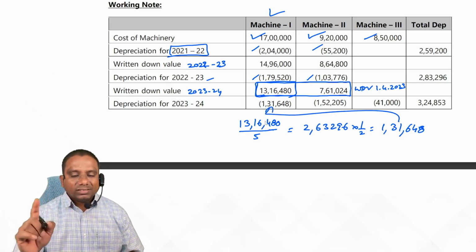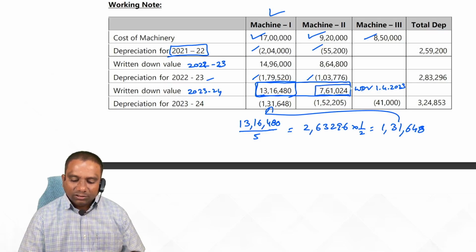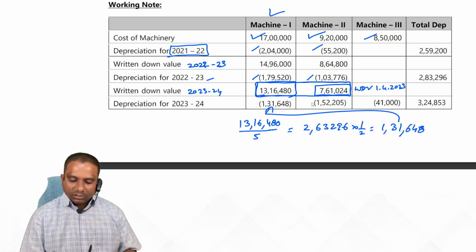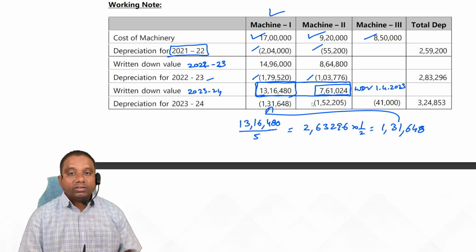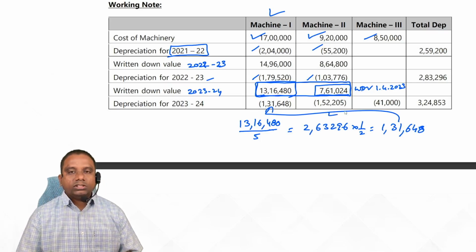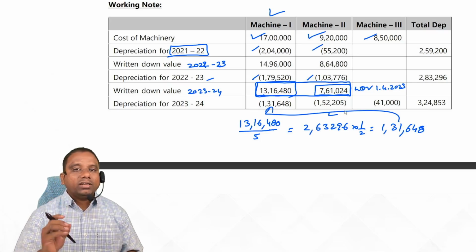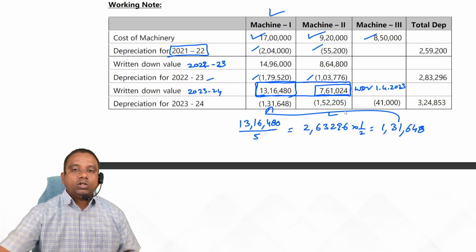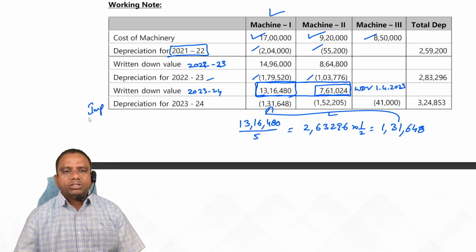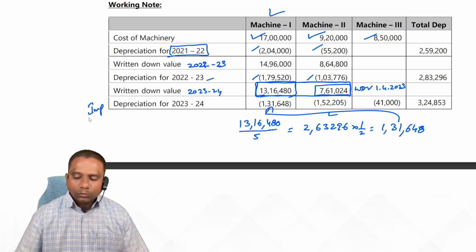And the WDV for second machinery is 7,61,024. On this we calculate 7,61,024 divided by 5 years useful life. So 1,52,205. So like this we have calculated depreciation for 23-24. This is an important point in the exam problem. Clear, students?